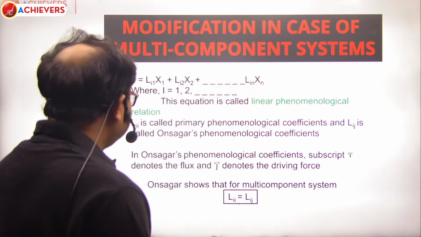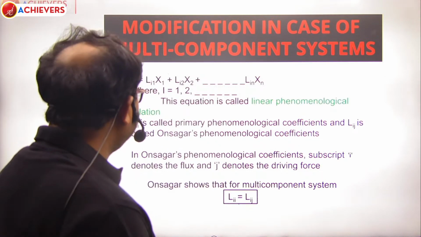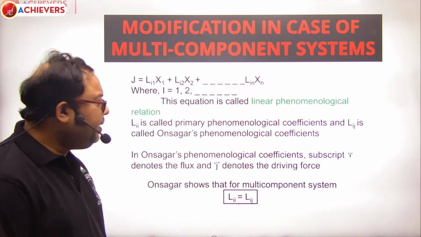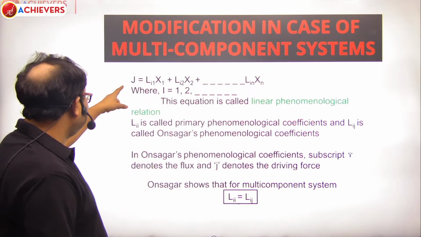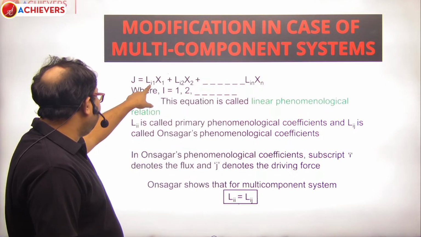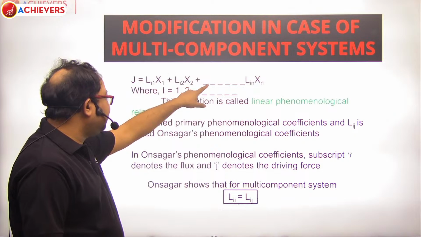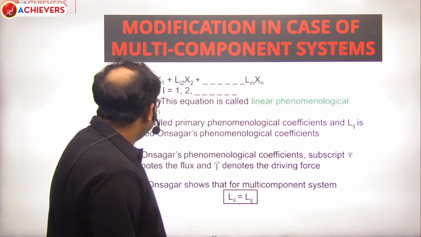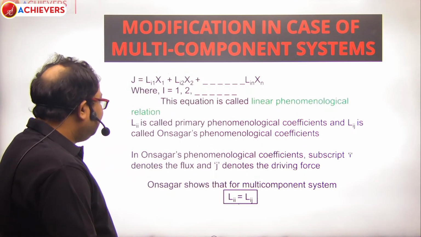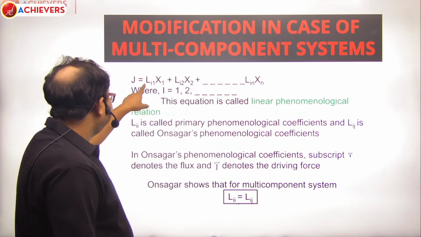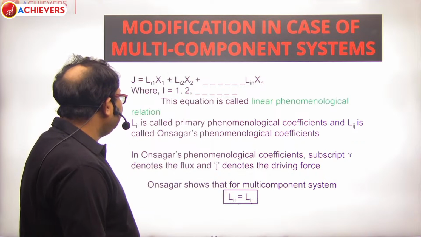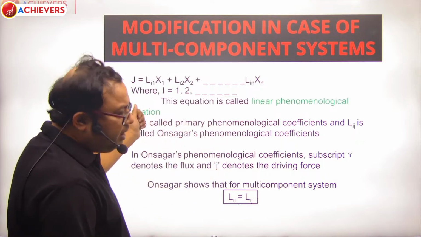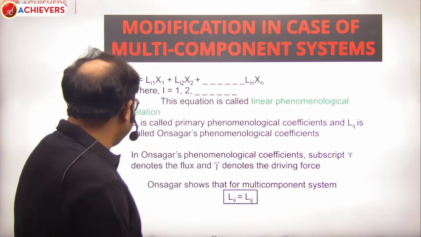Now, if we are dealing with a multi-component system, then this equation J equal to L X has to be expanded, and it is expanded in this manner. J_i equal to L_i1 X_1 plus L_i2 X_2 plus L_i3 X_3 up to L_in X_n. Here i is basically 1, 2, 3, etc. This equation is known as the linear phenomenological equation. It is an expanded linear phenomenological equation.